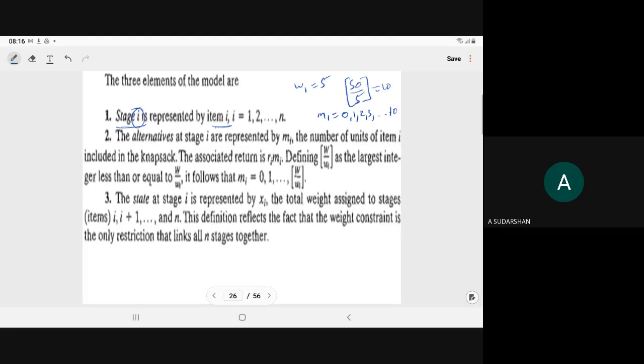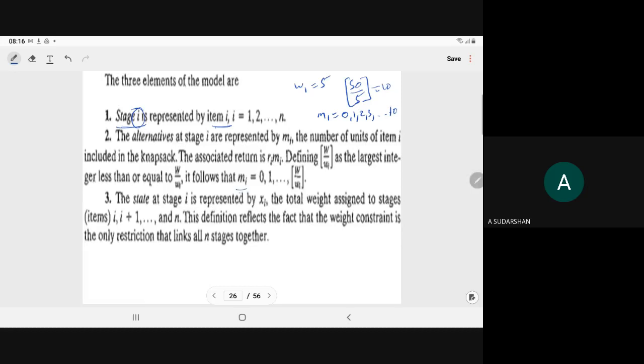If the unit weight of item 1 is 5 kg and the total maximum weight is 50 kg, we have the choice of 10 units. You can choose any, but the maximum you can take is 10 items, and because of the non-negativity condition, the minimum is 0 items. So this represents the alternatives. We have this many alternatives to choose from.